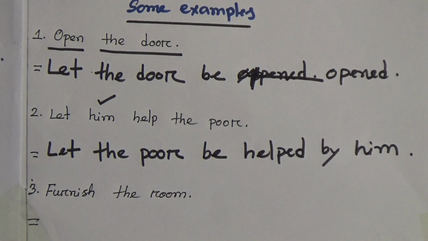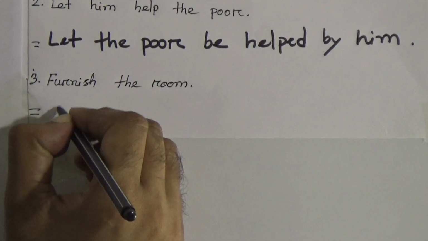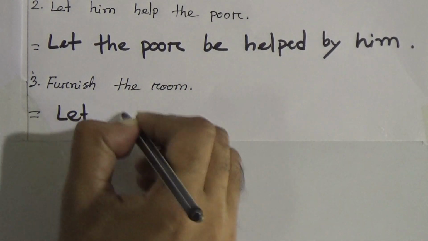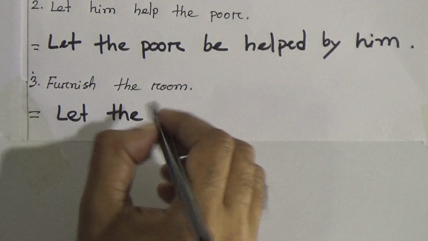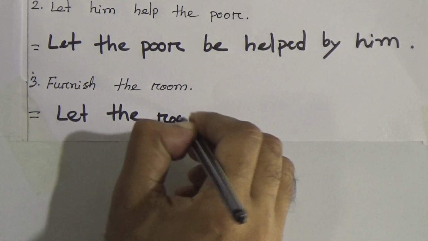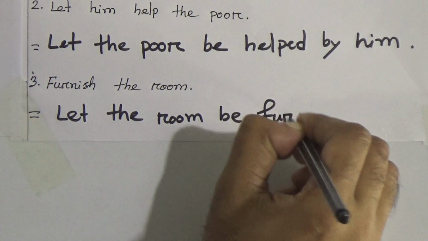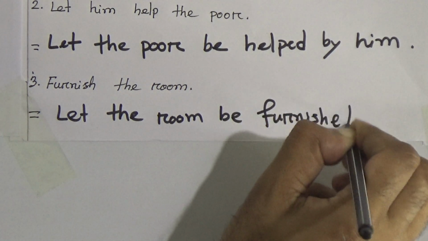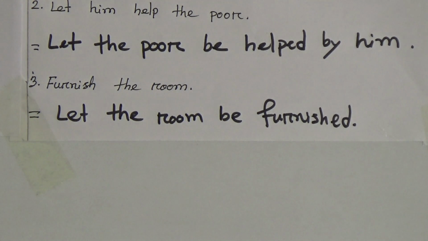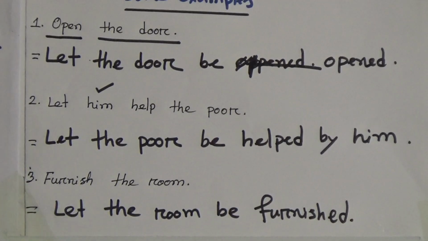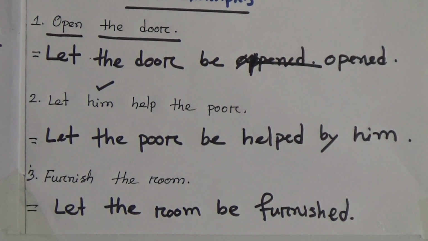The last sentence, furnish the room, let the room, this is similar to number 1, let the room be furnished. So this is how we can convert imperative sentences into a passive voice.